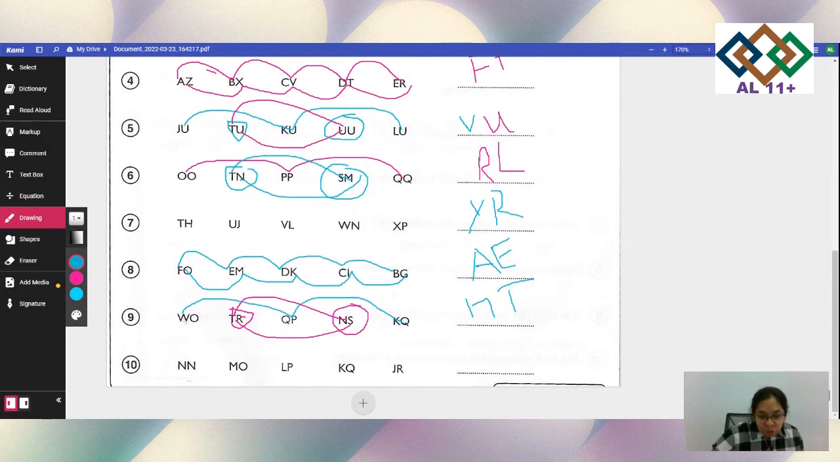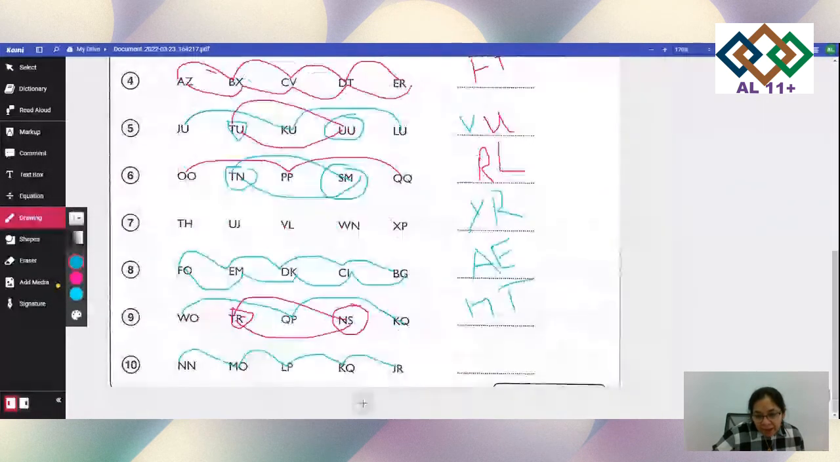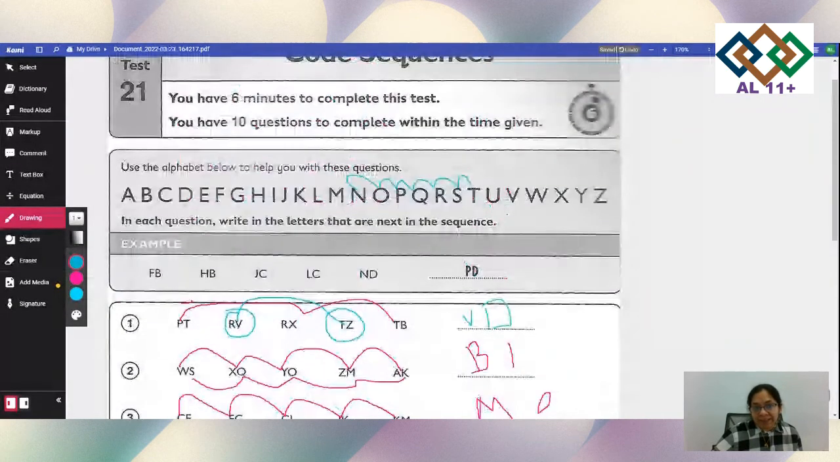And now we are on the last one. It's N to M, M to L, L to K, K to J. So you're going one backwards in all of them. From J, going one backwards would be an I. And then we are looking at the next sequence: N to O, O to P, P to Q, Q to R, and R to S. That's your second one in this sequence.